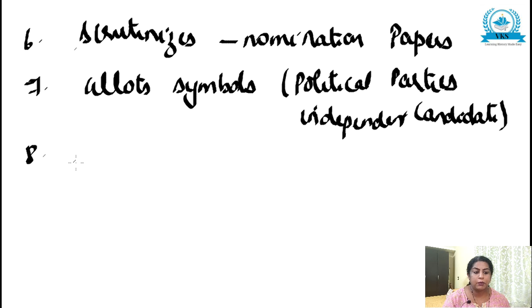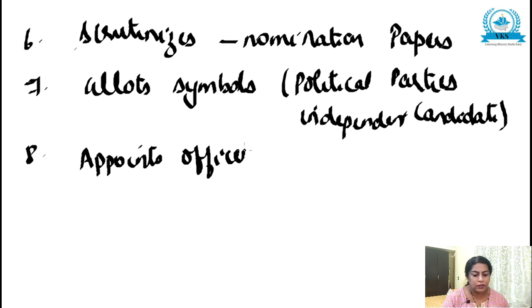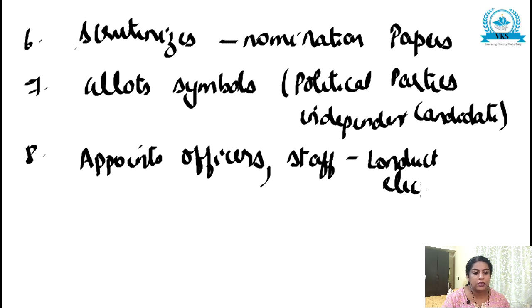And the eighth power or function: it appoints officers and staff members to conduct the election. All the officers and staff members to conduct the election and to make all the necessary arrangements, that appointment is also done by the Election Commission of India. So all these are the powers and functions of the Election Commission of India.